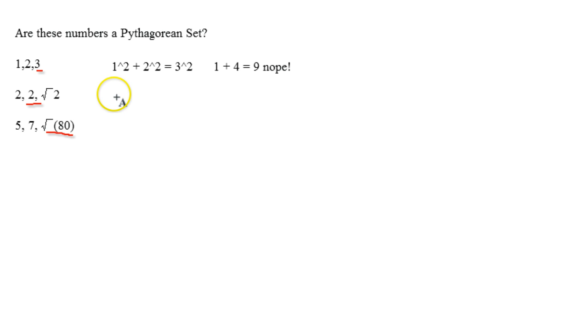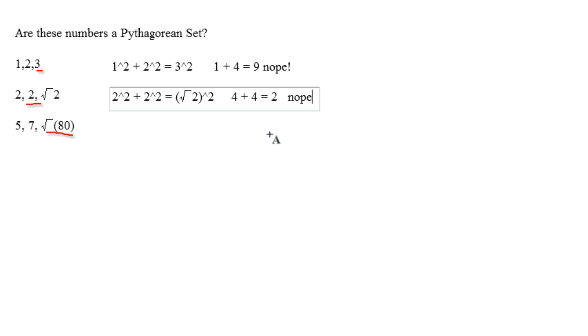Simple as that. Now this one right here, we're going to do 2 squared plus 2 squared is equal to the square root of 2 squared. When you set that up, that should be 4 plus 4. And when you square a square root, it just turns into the number. So this one is also nope.